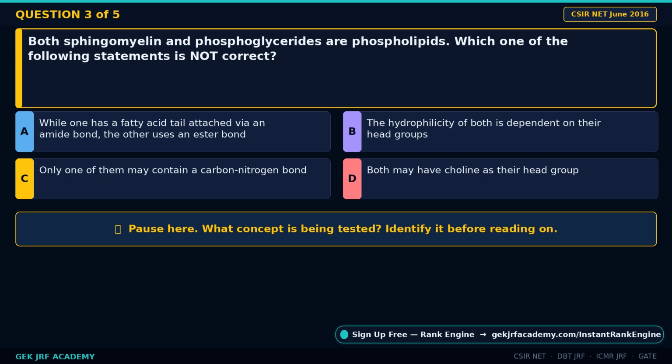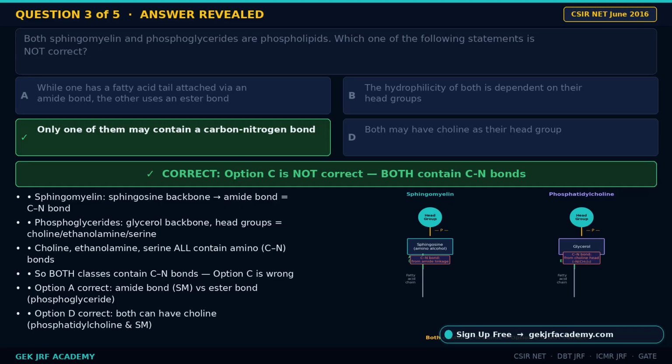Pause and work through each option using your knowledge of the backbone chemistry of both lipid classes. Ask, what structural feature does each class have? And what do they share? The statement that is not correct is option C.